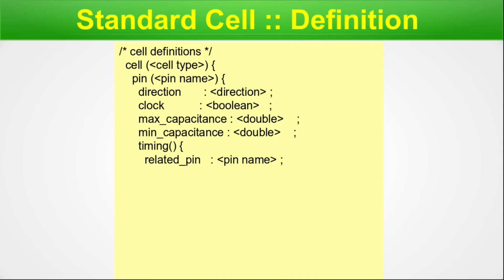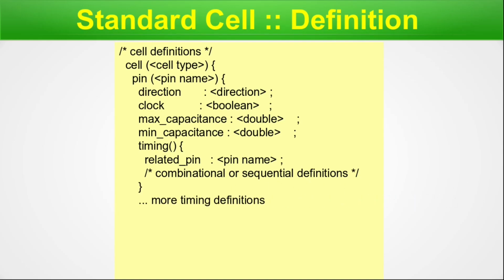And timing is always between two pins. Whatever AT, RAT we define, that is between the two pins. And here the pin and the related pin are the 2 points between which we have the timing data. So these two are very important. Combinational or sequential definitions will come in the next section, depending upon whether the cell is a combinational type or a sequential type. Then we close the timing. There could be more timing definitions. As per the number of pins, more pin sections will follow. Here go our more pin definitions that I was talking about, and the more timing definitions will contain the details of the timing.